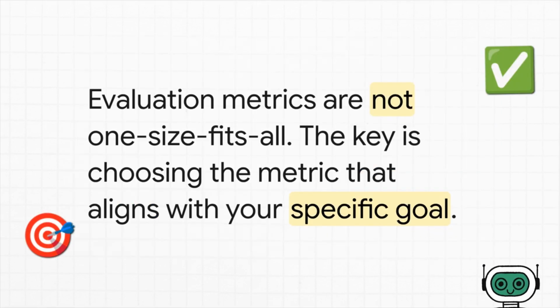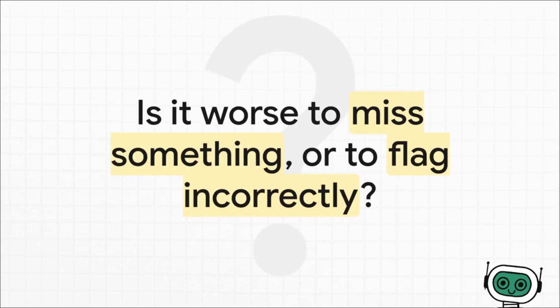And that's really the bottom line. There is no single best metric. The first step is always to think carefully about what success actually looks like for your specific problem. So the next time you start a project, just ask yourself this one simple question. What's the cost of a mistake? Is it worse to miss something important, or is it worse to flag something incorrectly? Your answer to that question will tell you everything you need to know about choosing the right metric.